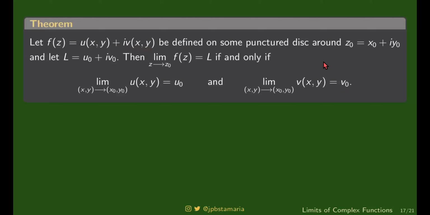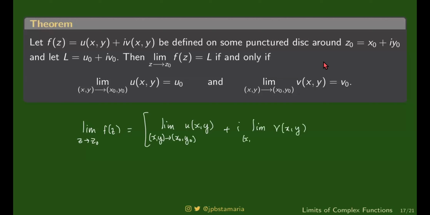Kaya lang, take note that this limit is, kumbaga, yung limit ng f of z is equal to the limit of the real part, no, plus, no, simply saying this is what it means by that, no, yung limit ng f of z daw as z approaches z naught, kung yan ay nag-exist, equal dapat sa limit ng u of xy as xy approaches x naught y naught plus i times the limit of v of xy as xy approaches x naught y naught.